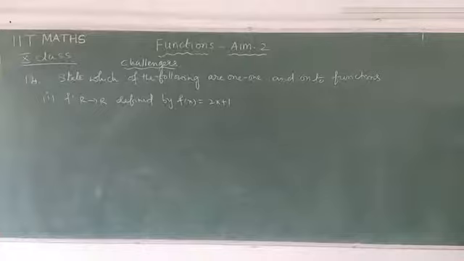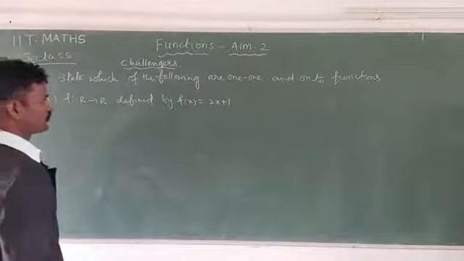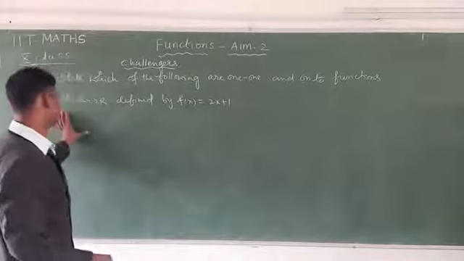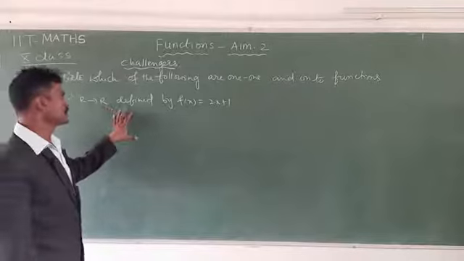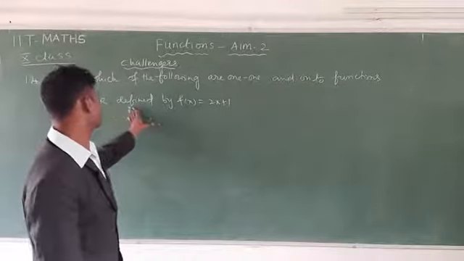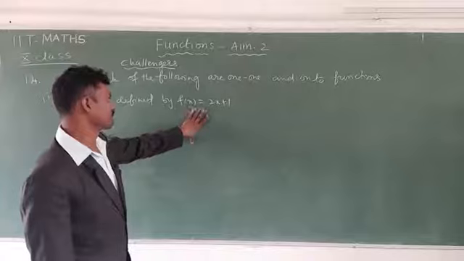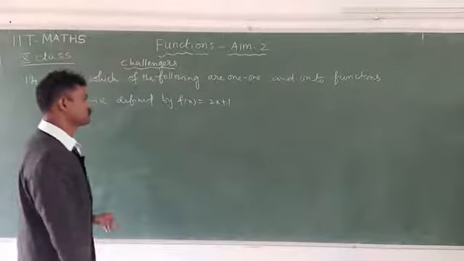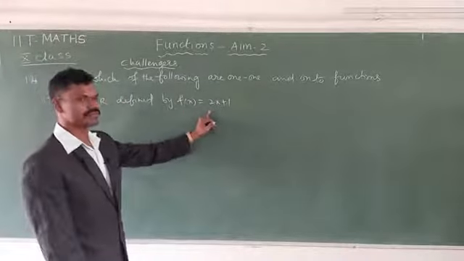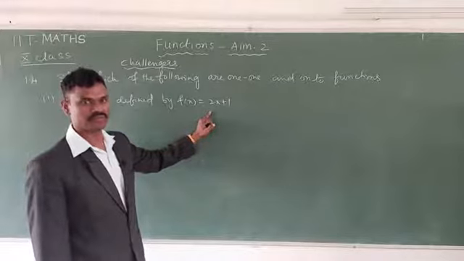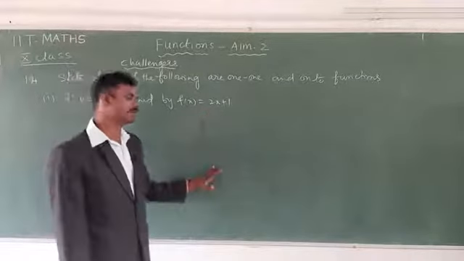Next, 14th one: state which of the following are one-one and onto functions. First one: f is a mapping from R to R, the function defined by f of x is equal to 2x plus 1. Here, first we have to verify whether this is one-one or not. To verify one-one and onto, two methods are there.